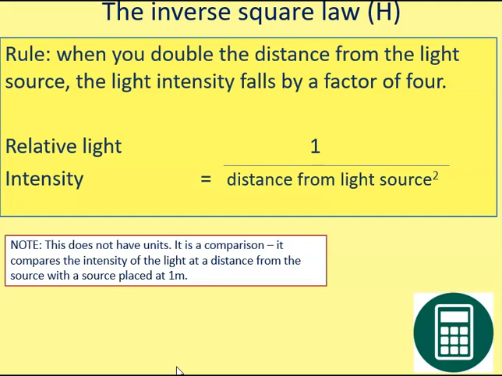So this would probably be a question that would come up within a required practical question in the exam. So this is the equation. If you're working out the relative light intensity, you do 1 divided by the distance from the light source squared. So you square this number first and then divide 1 by it. Now note here, this does not have units. You don't need to make any units up. It is just a comparison, comparing the intensity of the light at a distance from the source when the source is placed at 1 meter. So there is no need for any units.